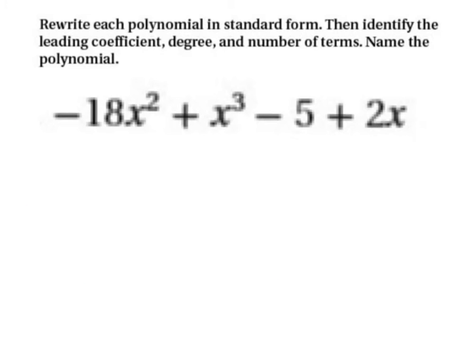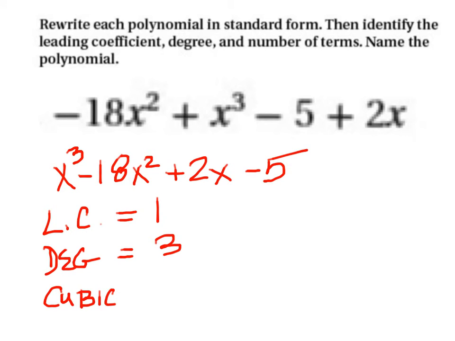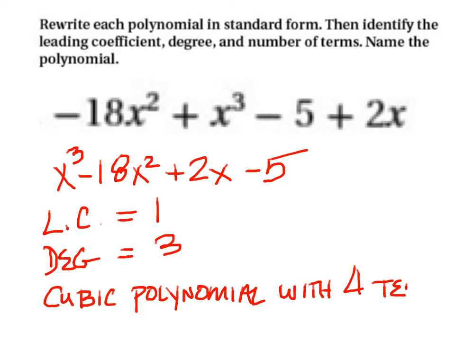Here's another one. Try this one. You have to rewrite this in descending powers of x. So it's x to the third minus 18x squared plus 2x and then minus 5. We have rewritten it. The leading coefficient is 1. The degree is 3. So this is a cubic polynomial with 4 terms.